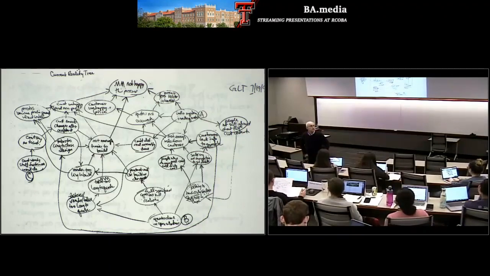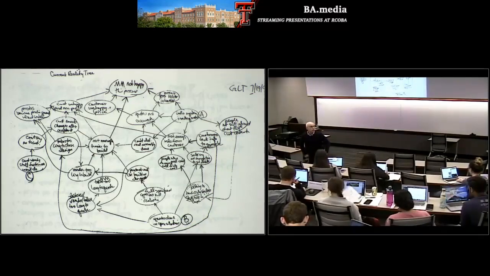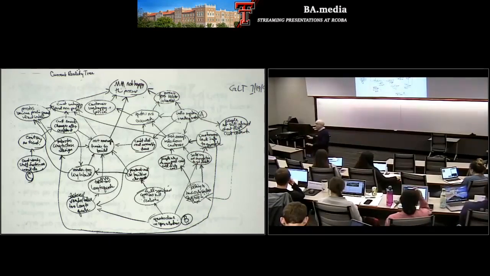A, the information system is inadequate. B, quotes are done on speculation. C, the customer wants stuff the factories won't do. All right, so now you've got that.